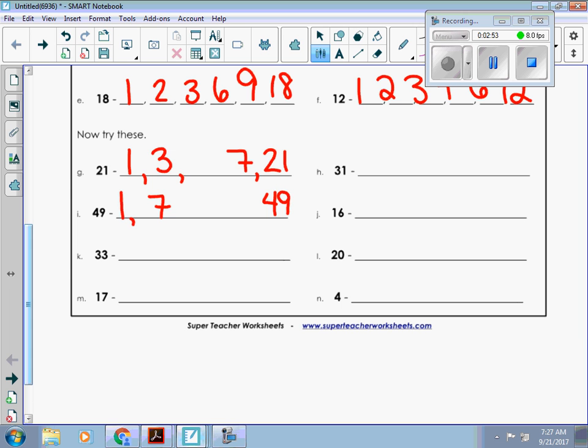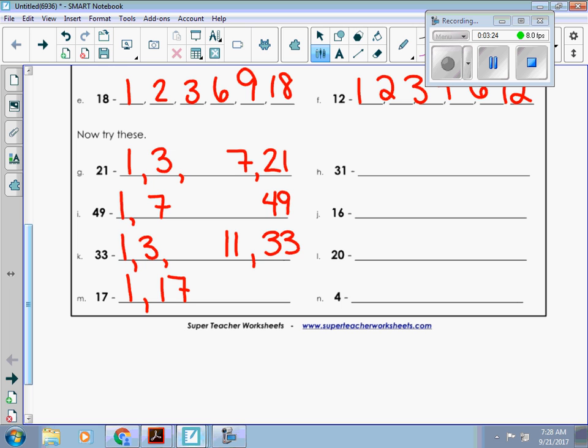For 33, I have 1 and 33. 2 does not work. So I have 3 and 11. And then if I go through checking every number now between 3 and 11, I'll see that there is not another one. So 4, 5, 6, 7, 8, 9, and 10 don't work. So it's just those 4. For 17, it's just 1 and 17. It is prime, nothing else will work.